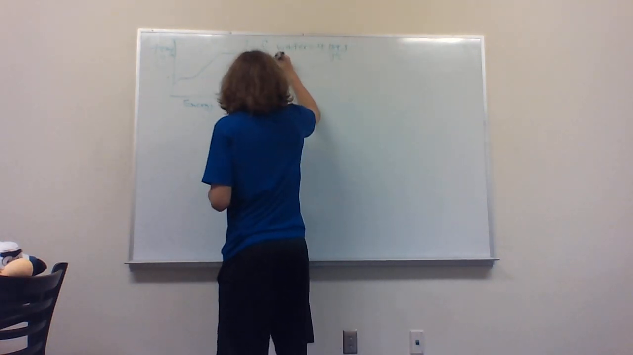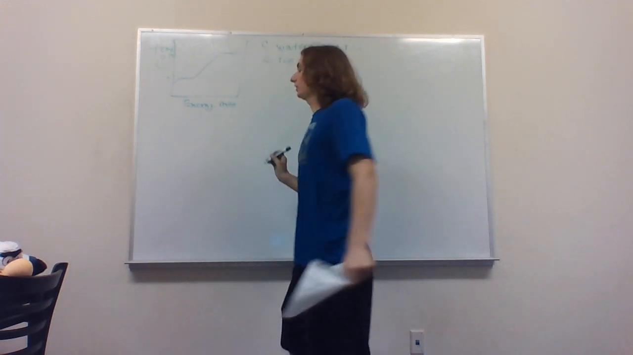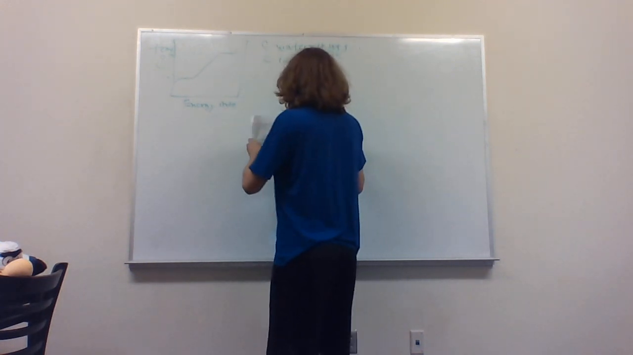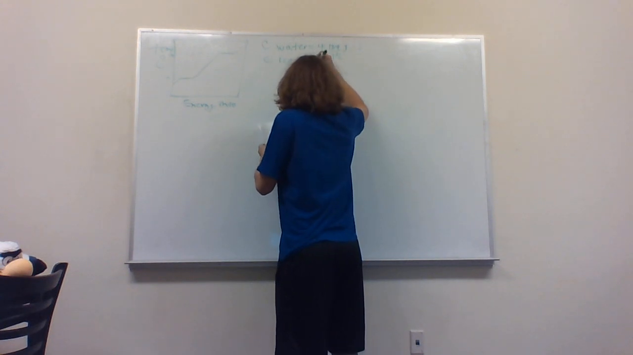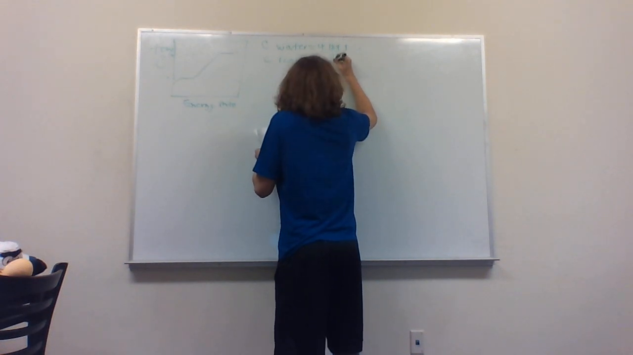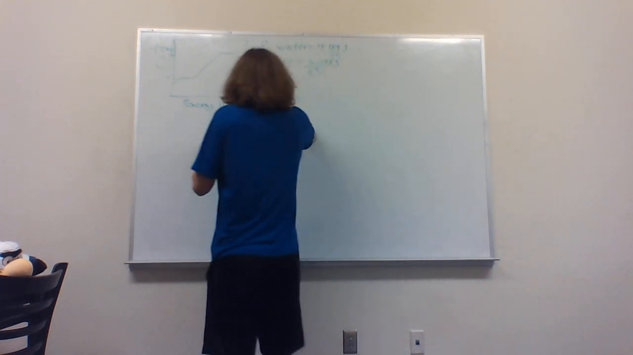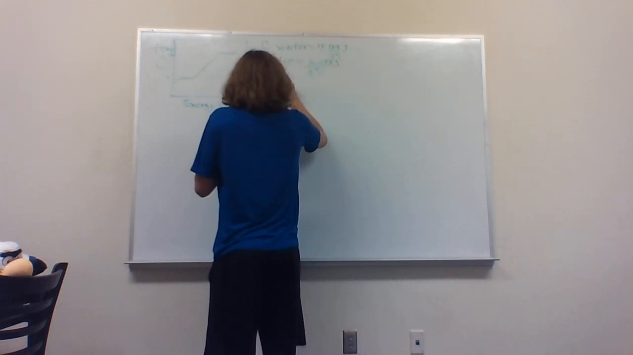Specific heat of ice. Yep, because specific heat changes as phase changes. Specific heat of ice is equal to 2.093 joules per gram Celsius. Specific heat of steam is, give me a second.